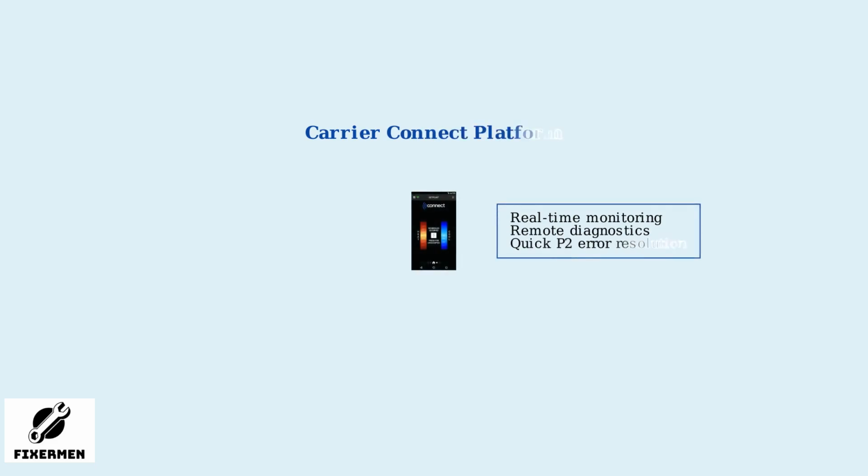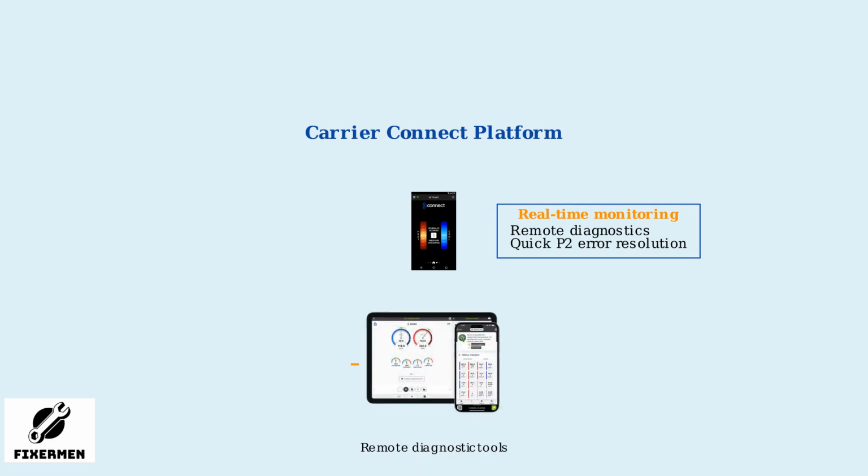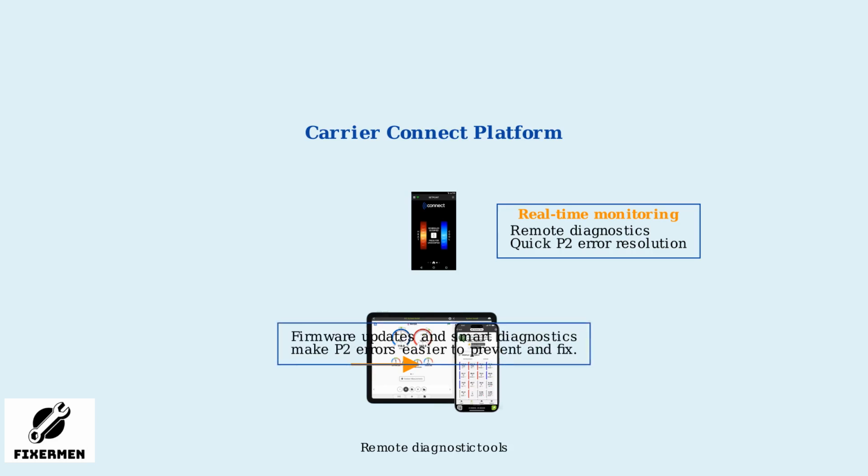Carrier Connect and similar smart platforms provide powerful tools for managing your HVAC system. These apps enable real-time monitoring of your unit's performance, allowing you to track temperature sensors and other vital metrics from your smartphone. Remote diagnostics allow technicians to access your system's data without being on site, leading to faster identification and resolution of P2 errors. This technology can detect issues early and guide repairs more efficiently. By staying current with firmware and utilizing smart diagnostic platforms, you can significantly improve your HVAC system's reliability and reduce the likelihood of encountering P2 compressor temperature protection errors.